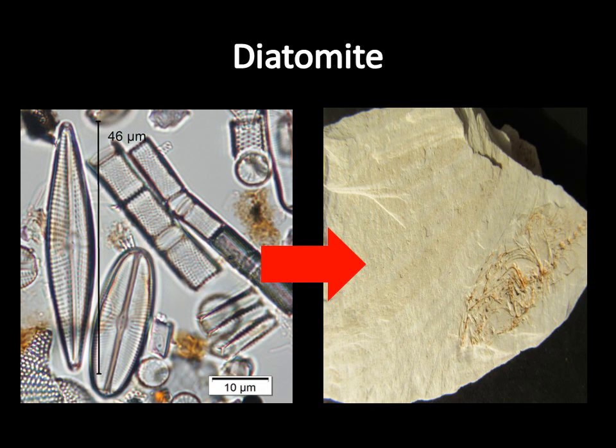Diatomite is a cool rock that can be found right here in Nevada, oftentimes with fossilized fish. Diatomite forms when the diatoms die and accumulate at the bottom of a body of water, but they are never recrystallized or never turned to chert.